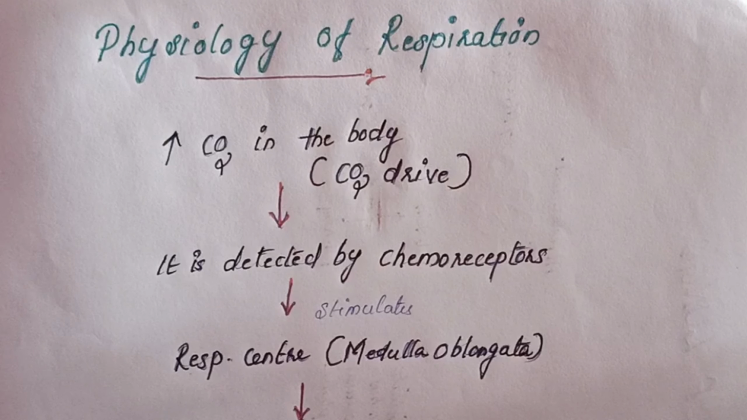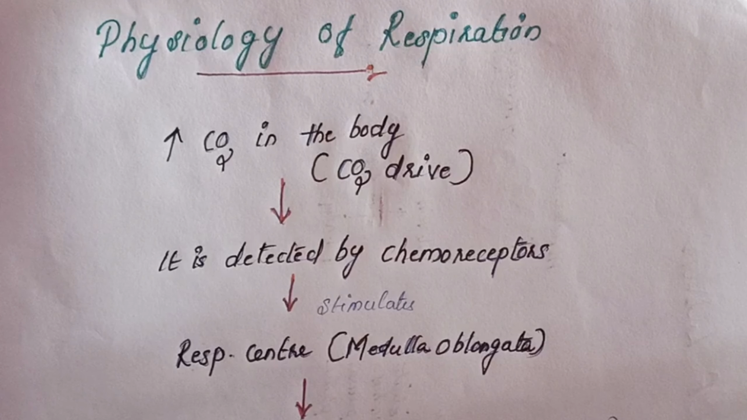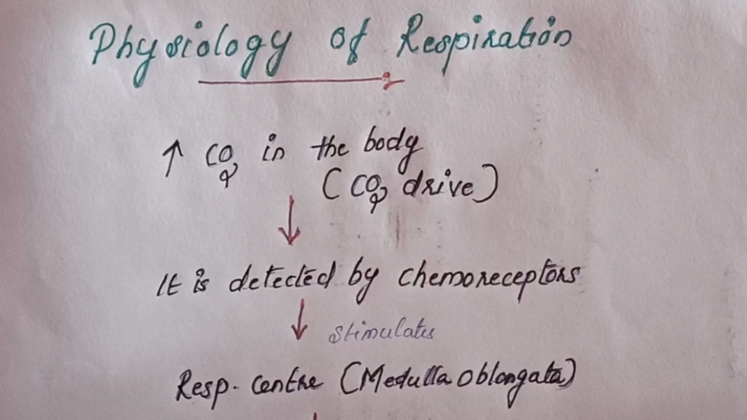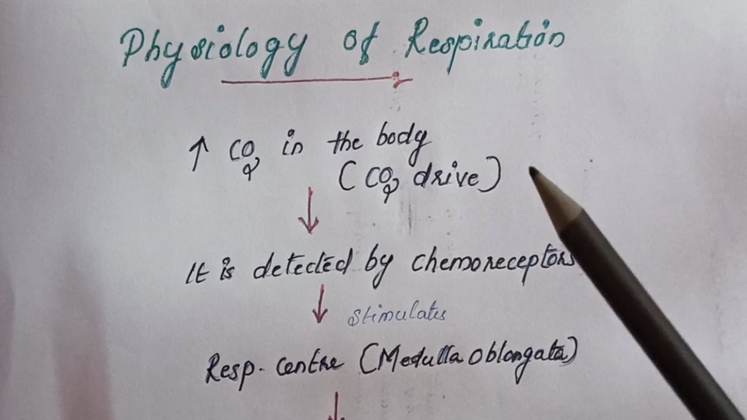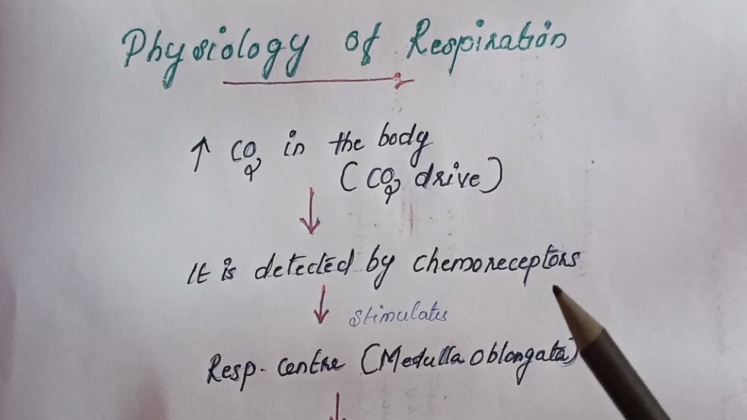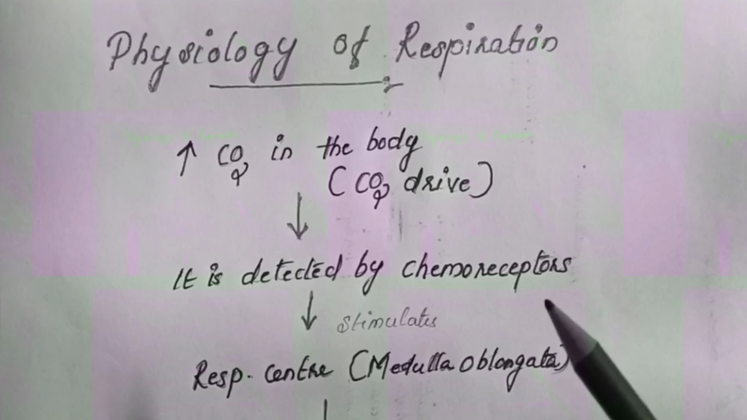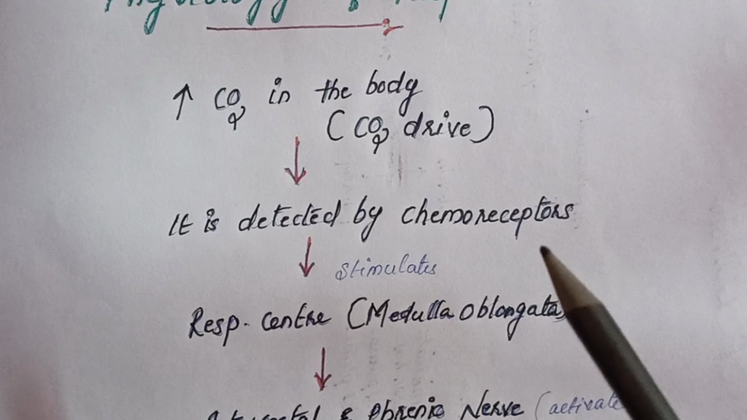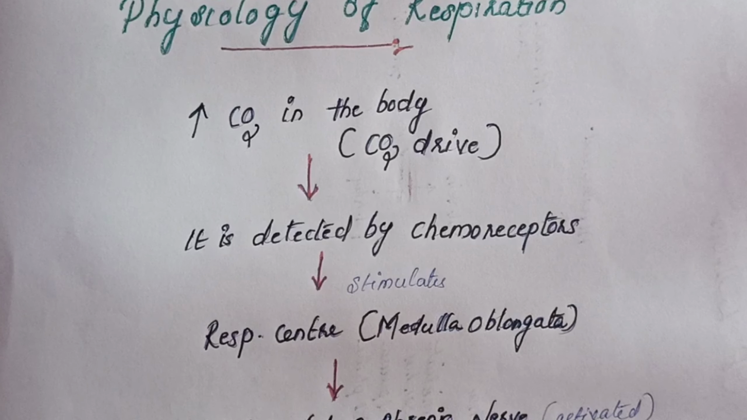I have already told you that the respiration is controlled by the nervous system, and the nervous system is sensing it through the carbon dioxide drive and hypoxic drive. Mainly in our body, the respiration is happening through the carbon dioxide drive. When there is an increased carbon dioxide in the body, it will be detected by the chemoreceptors. The chemoreceptors are the nerve endings which is present in some main arteries like aorta. These chemoreceptors are more sensitive to the carbon dioxide than the oxygen.